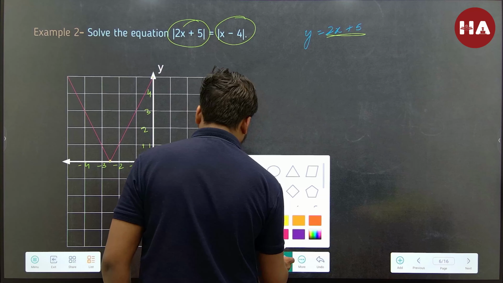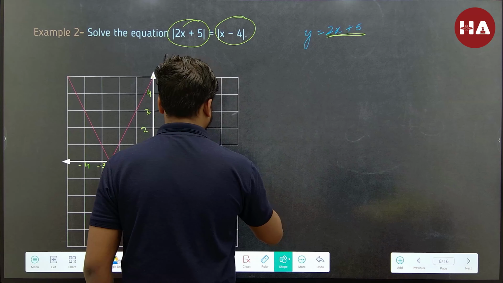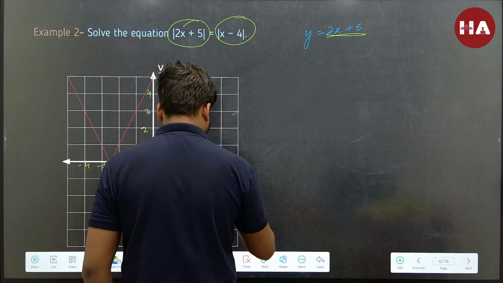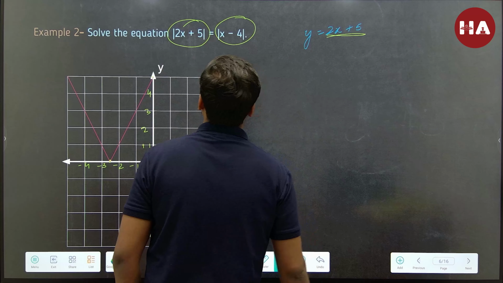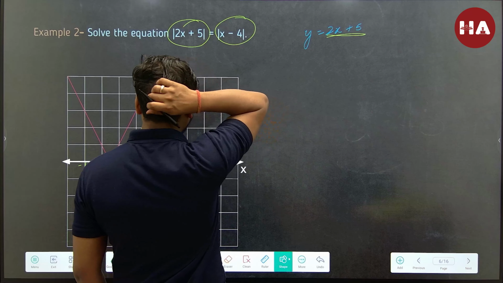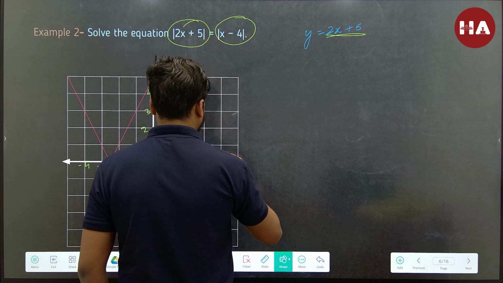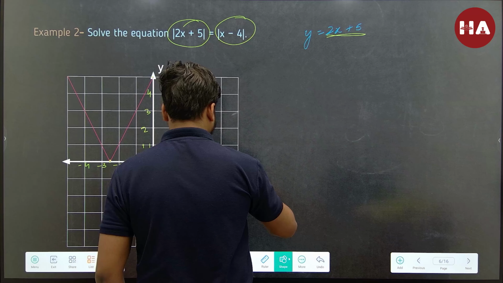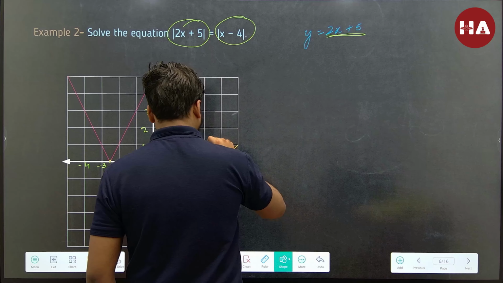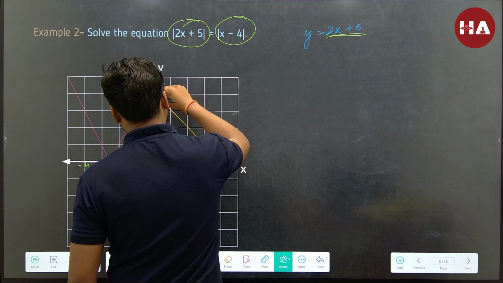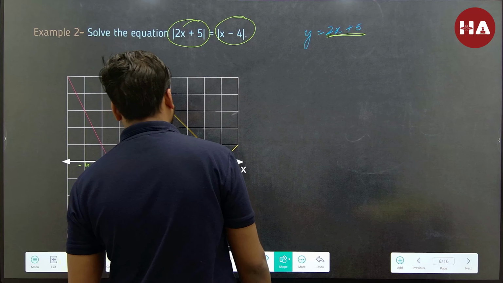Let's change the color. Okay. So, I'll get slope as 1. This is the point, right? And x equals 4 is the point of intersection. So, my equation will be something like this, and something like this. All right.